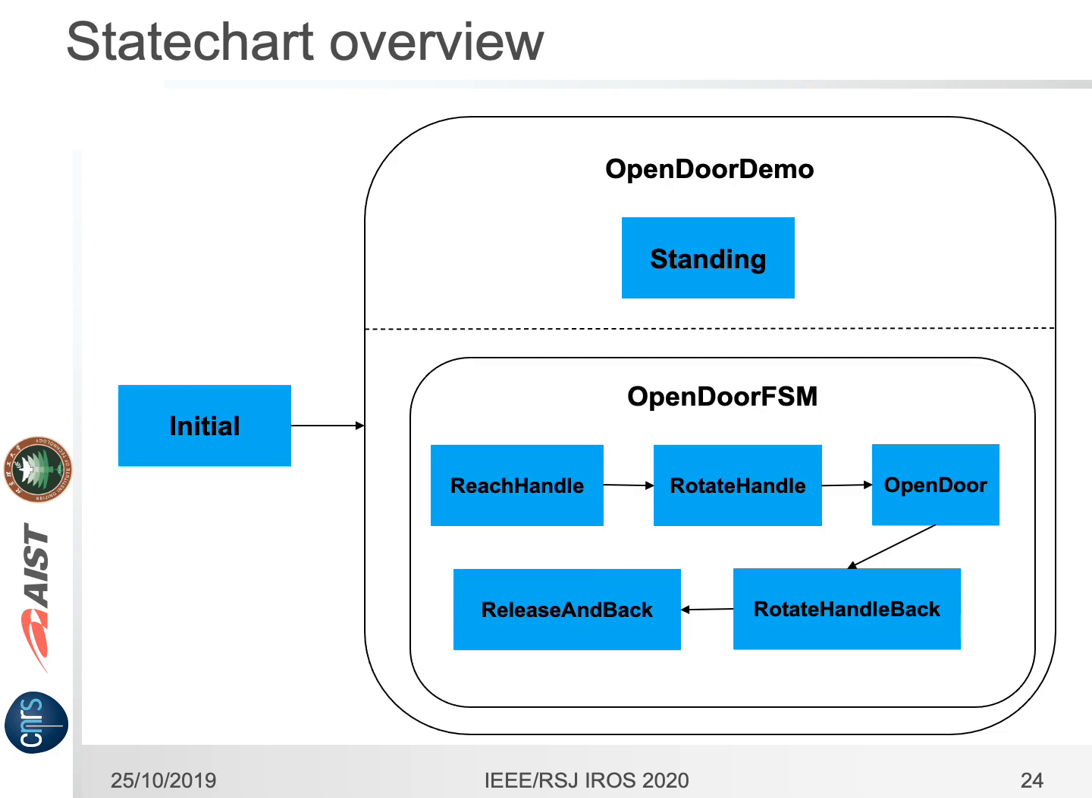This is the overview of the open door demo. Initial creates a button to start the demo. Open door demo is a parallel state. Standing keeps the COM in its initial position and chest orientation. The open door FSM is a nested FSM. All states except initial are going to be implemented in a descriptive way. No code, just YAML.